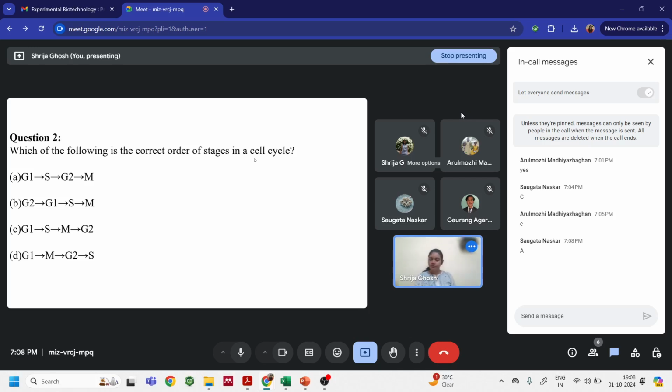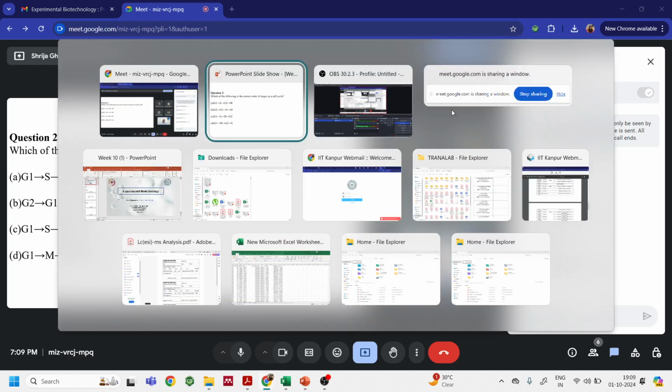Okay, we have one answer, option A. Okay, 2 people are agreeing to option A. Anyone else want to answer? So option A is the correct answer.